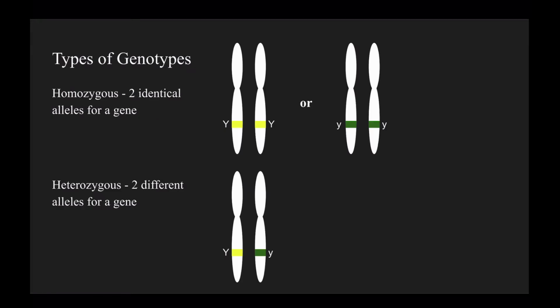There are also different types of genotypes. There are homozygous genotypes, where there are two identical alleles for a gene, and there are heterozygous genotypes, where there are two different alleles for a gene. On the right, we can see that homozygous is either both capital Y alleles or both lowercase y alleles, and on the bottom here for heterozygous, two different alleles for the gene.